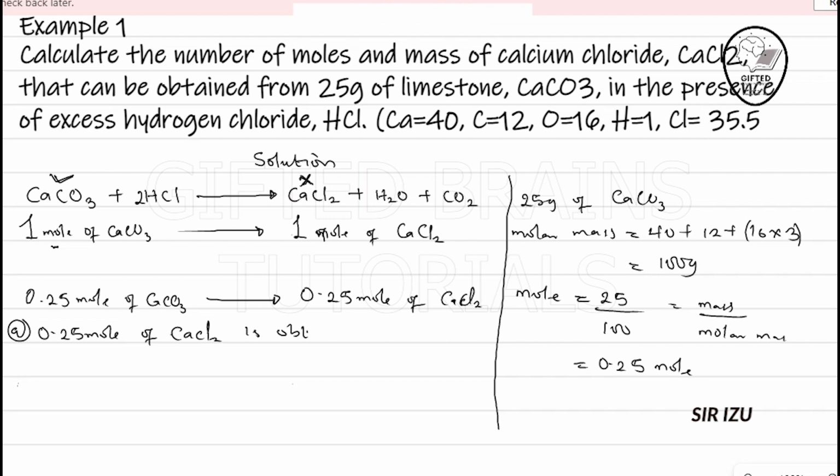The next question is the B part. The B part says we should obtain the mass of the calcium chloride. If I'm asked to get the mass, I just need to say that mole again is equal to mass all over molar mass.